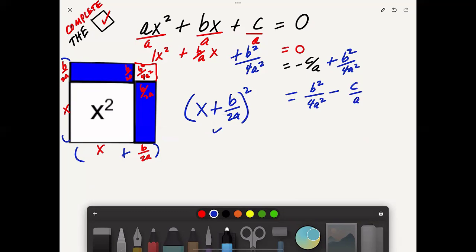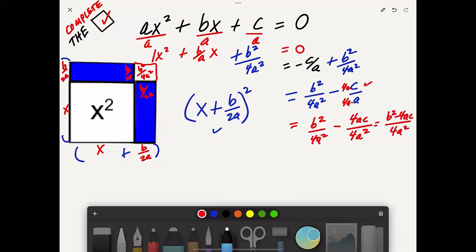Now, if you remember from third or fourth grade, in order to combine fractions, subtract fractions, you have to have the same denominator. So that means that I have to multiply this by 4a and the top by 4a, right? So, I'm going to have b squared over 4a squared minus 4ac, that's what we have on top. And on the bottom, we're just going to have 4a squared. Now we have the same denominator, so we can combine it by saying b squared minus 4ac over 4a squared.